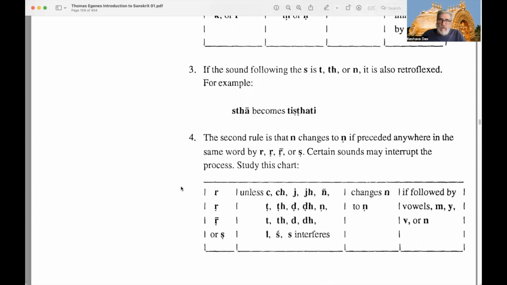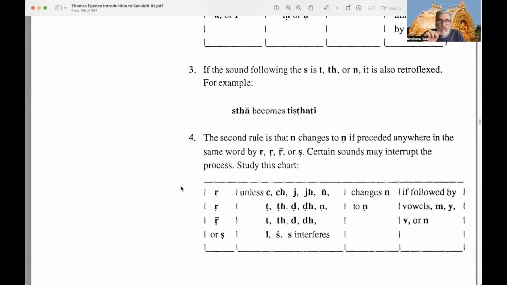If the sound following the dental S, the letter following the dental S, is ta, the dental T, or tha, the aspirated dental T, right? Or na, the dental nasal, right? In the family of dentals, sounds which are produced by the tongue touching the alveolar ridge or the back of the teeth, or sometimes even the tip of the teeth. It is also retroflexed or made cerebral.